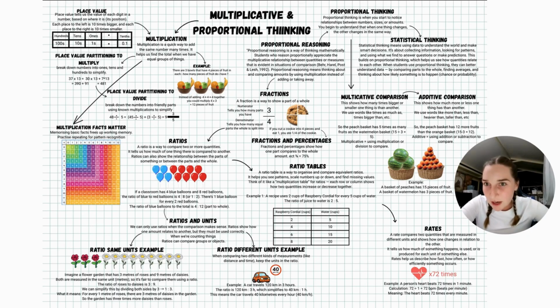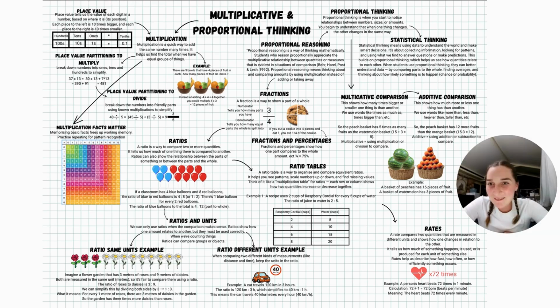And in the infographic, I've got a little picture of the columns of the tens, hundreds, ones, and tenths. So moving on, place value partitioning to multiply. It helps us break it down into ones and tens. An example of that is 37 times 13. You can break it into 30 times 13 plus 7 times 13, which can then be added together to be 390 plus 91, which in total is 481.